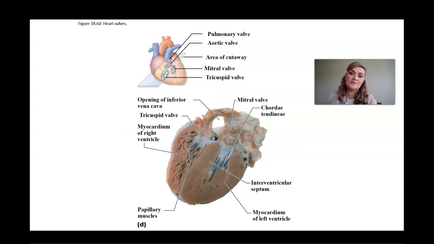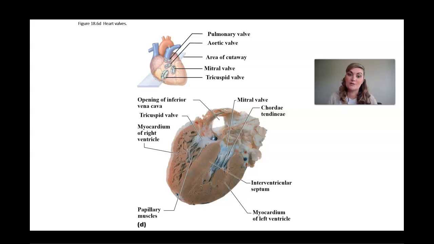And here's another picture. They took and did a cut through the heart and allowed you to see in. So they have the opening for that inferior vena cava coming in. It's a large opening that's going to come into that right atrium. You see that tricuspid valve. You see the myocardium of that right ventricle. Notice how it's not nearly as thick as the myocardium of the left ventricle. Notice that those ventricles are going to be separated with a septum, and it's referred to as the interventricular septum.